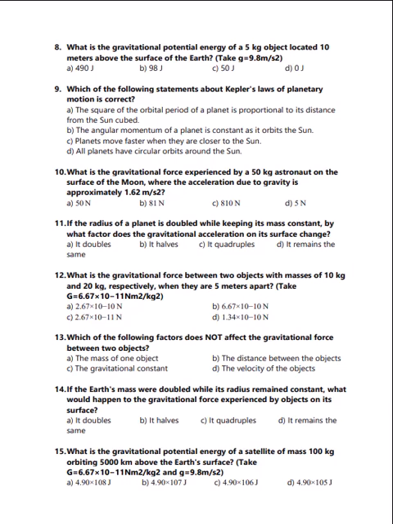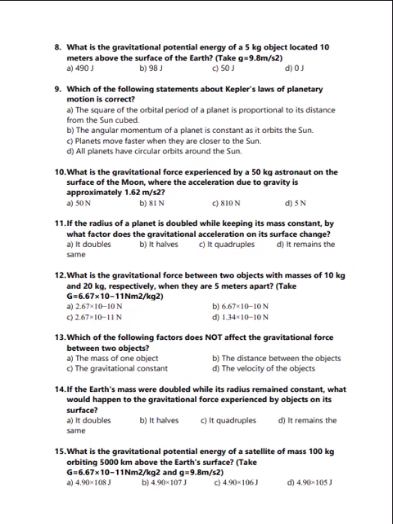If the Earth's mass were doubled while its radius remained constant, what would happen to the gravitational force experienced by objects on its surface? Options are it doubles, it halves, it quadruples, it remains the same. So the correct answer for question number 14 is A, it doubles.